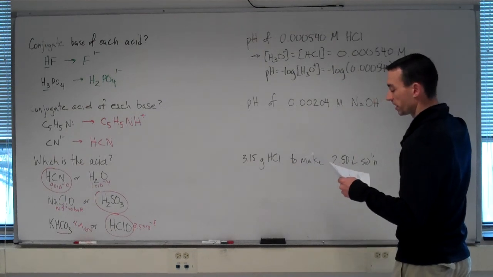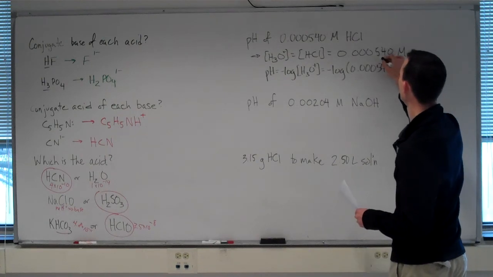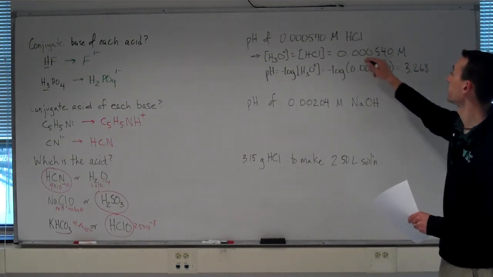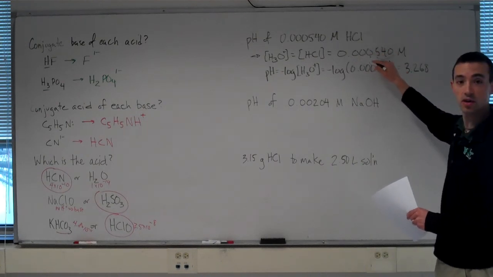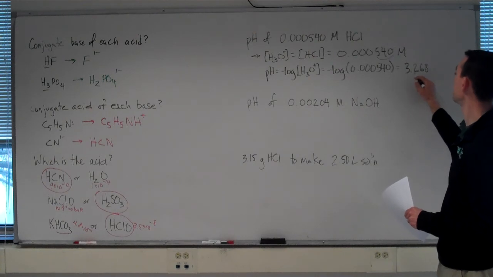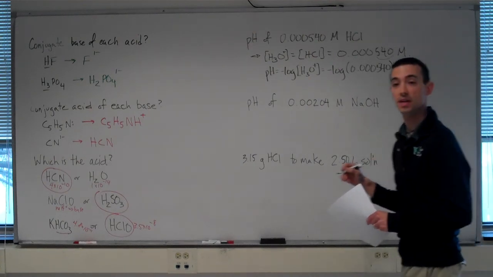Which in this instance becomes 3.268. Remember that there are 3 significant figures in this concentration value. None of these starting zeros are significant. The 540 are the sig figs, and they lead to the 3 decimal places in our reported pH value.